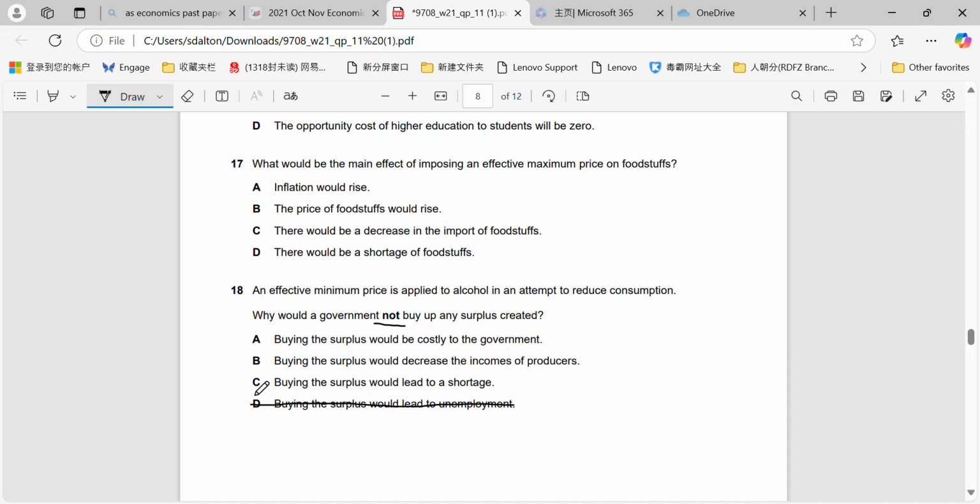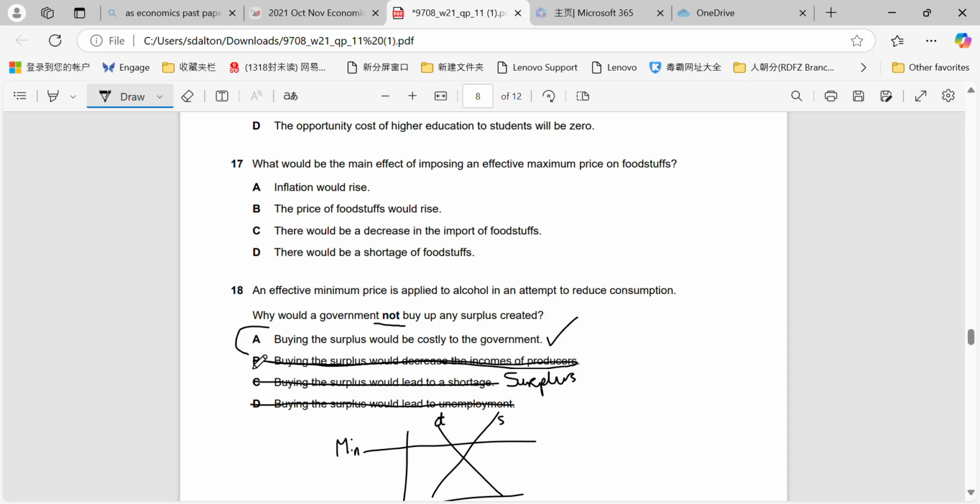Buying the surplus would lead to a shortage. No, a minimum price creates a surplus, remember, it doesn't create a shortage. It's placed above the equilibrium price. It's placed up here when you have demand and supply. An effective minimum price has to be above the equilibrium. So it's an extension of supply and a contraction in demand, and that is what creates the surplus. Buying the surplus would decrease the incomes of producers. Absolutely not. They'd be receiving the income from the government buying the surplus, but a reason why they would not buy it is because it's costly for the government.